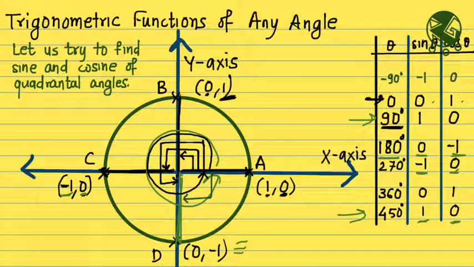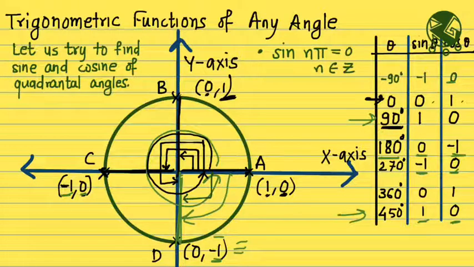What about minus 90? By minus 90 we again mean 270 degrees, right? So cos of minus 90 is equal to 0 and sine of minus 90 is equal to minus 1. Okay. So for quadrantal angles, you can easily find out the sines and cosines. Just try to understand this diagram and use it wisely.